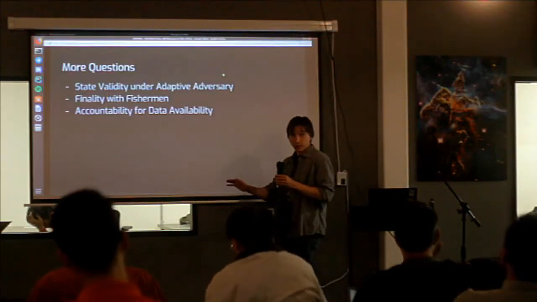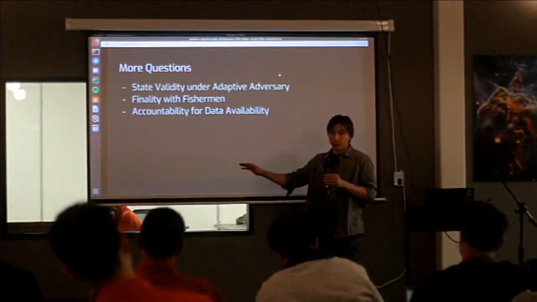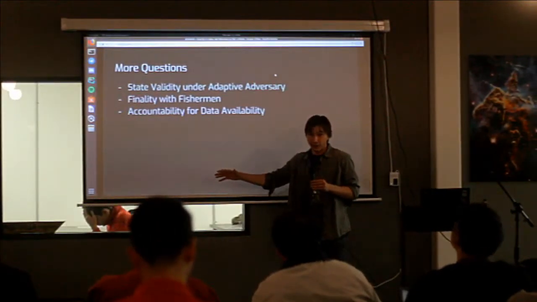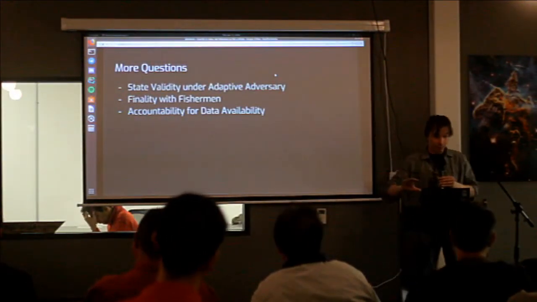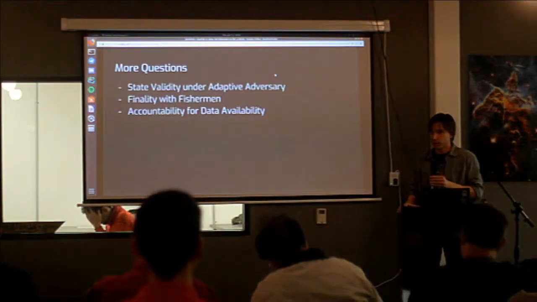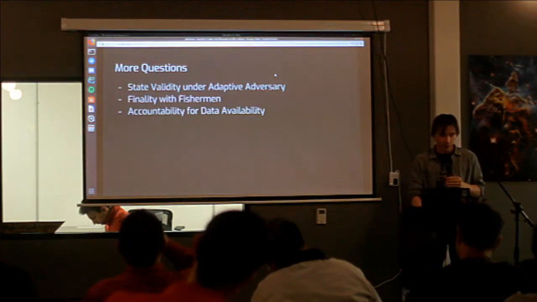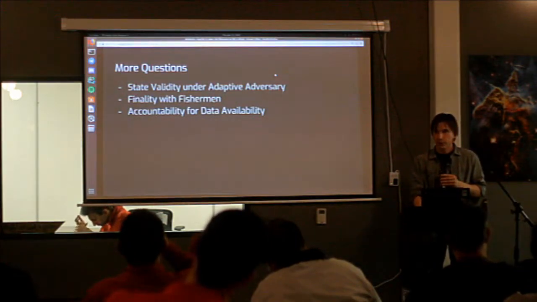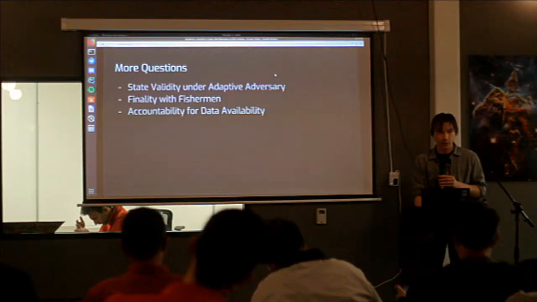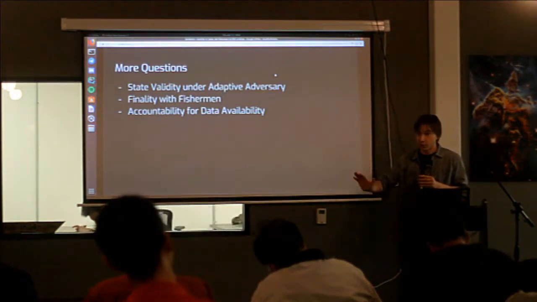Right. So okay, before this talk started, you might have heard of sharding, you might have had some questions, and so far we created more questions instead of answering some of them, right? So up until now, we still don't know what to do with state validity under adaptive adversary. We have no idea how to reach finality with fishermen, and we didn't figure out how to make accountability for data availability, right? So far, we didn't get any closer to building working sharding.